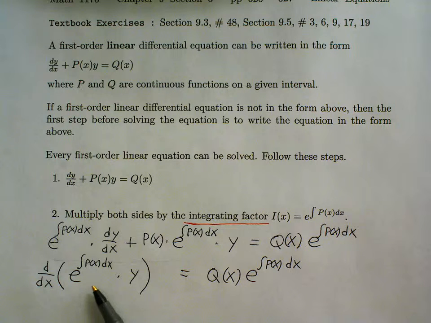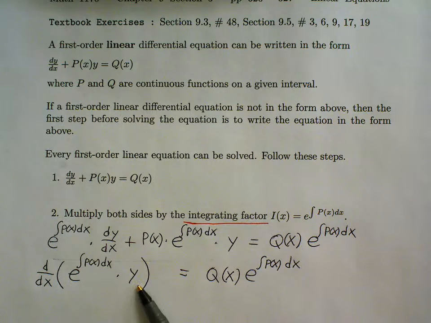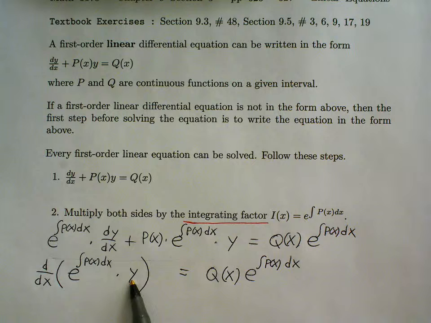If this is confusing, let's see if we can make a little bit of sense out of it. So inside this set of parentheses, we have a product of two functions of x. y is a function of x. And e to the integral of p of x dx is another function of x. And if we apply the product rule to take the derivative, well, up here we first take the derivative of y with respect to x. And then we add that to y times the derivative of e to the integral of p of x dx.